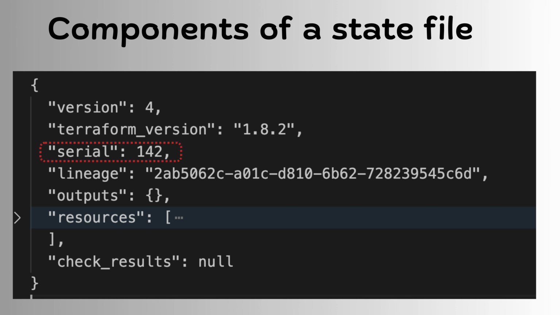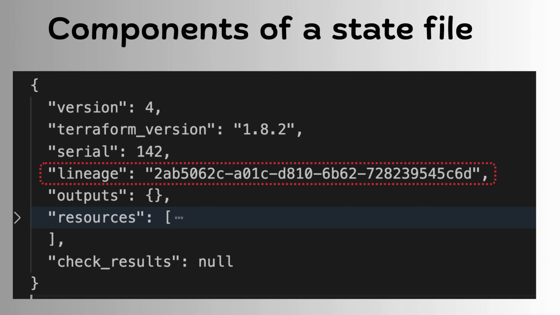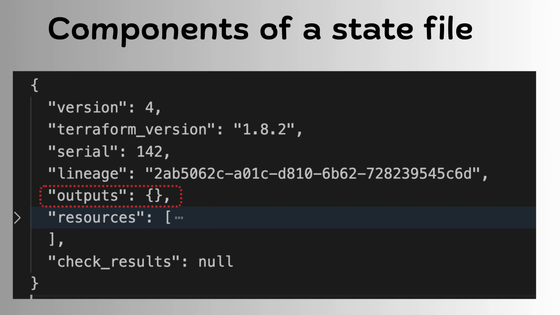Then you have serial. This number increments with each Terraform apply. Then you have lineage. It's a unique identifier for the state file within a given backend. It changes only if the state file is moved from one backend to another. Then you have outputs. These are the outputs provided by the Terraform code that created the state file.